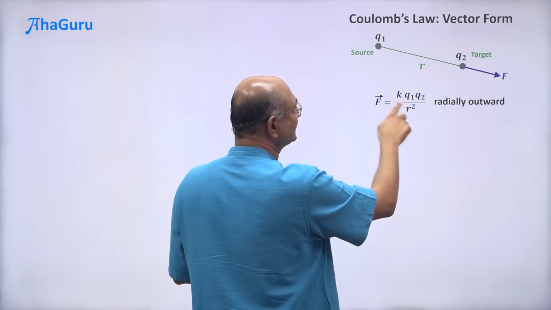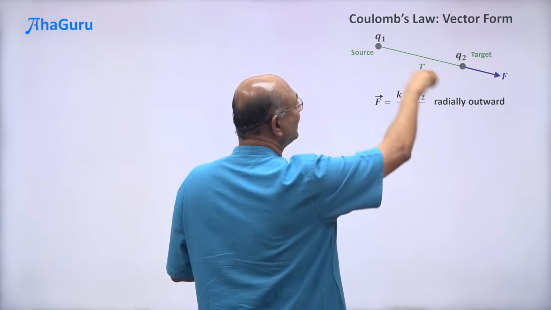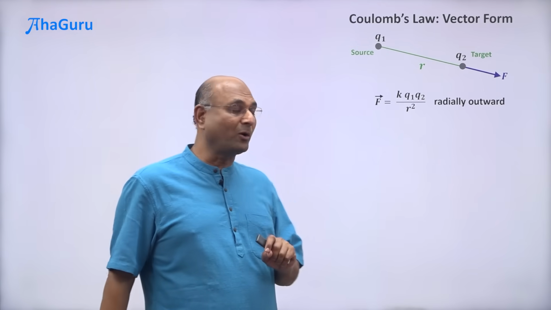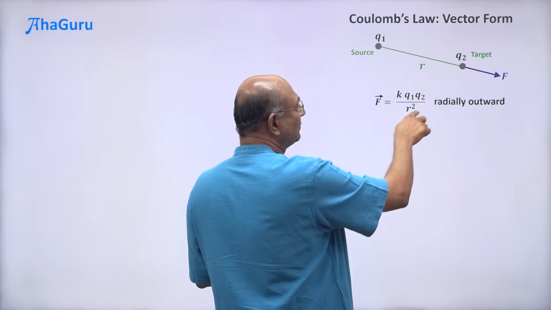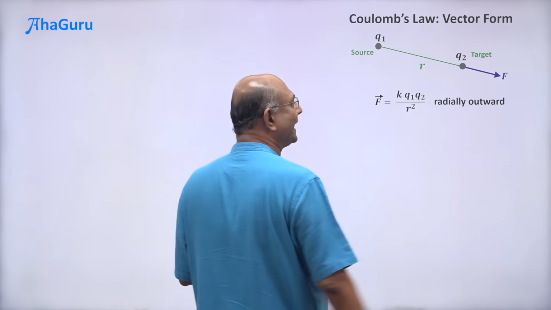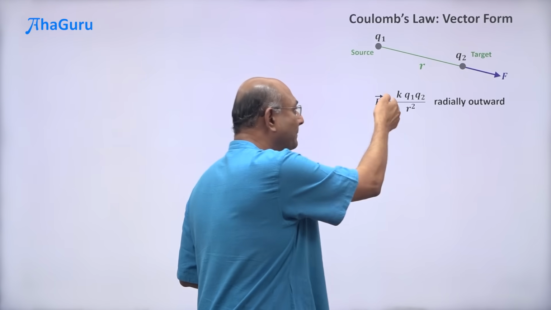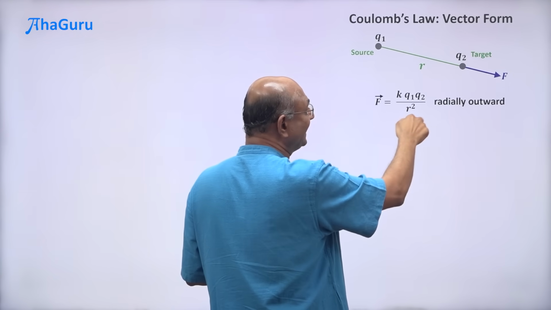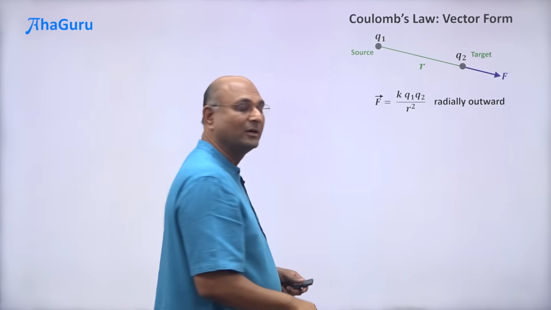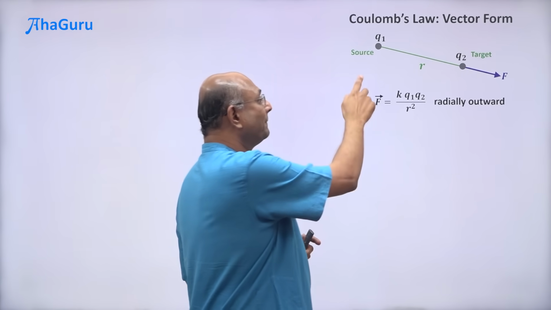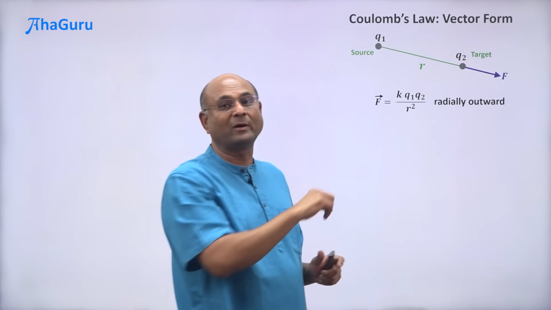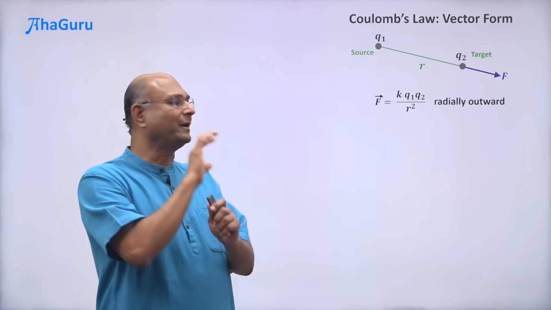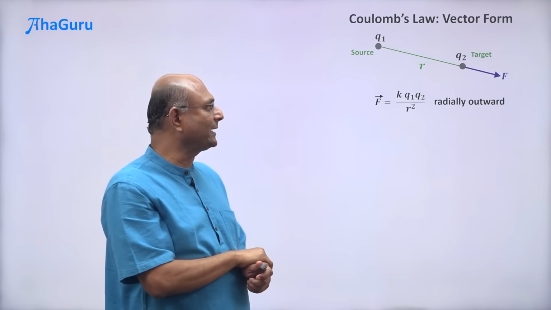K Q1 Q2 by R square radially outward. That is the radially outward direction. If Q1 and Q2 are both positive, this will be the magnitude of the force radially outward. That will tell you the direction. If both were negative also, this will be the magnitude of the force and that will tell you the direction. But if one was positive, one is negative, this will be a negative value, right? So this will be a negative number. It won't give you the magnitude of the force, it will give you minus of the force. The minus sign and radially outward will tell us that the direction is actually radially inward. Anyway, so we know that this is the F vector.